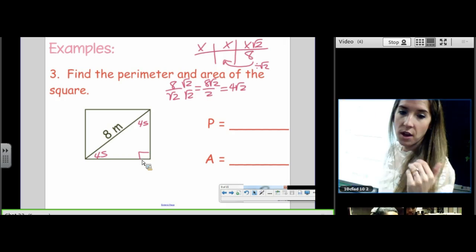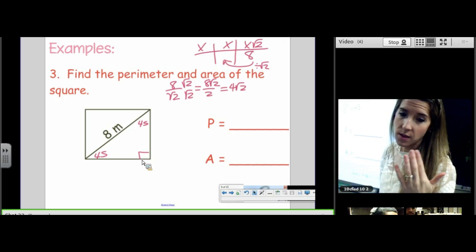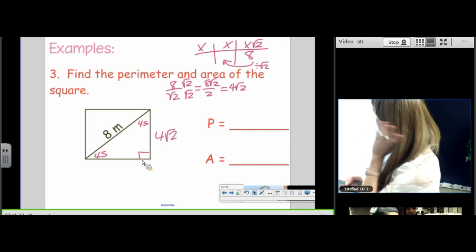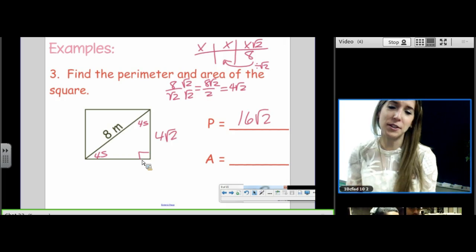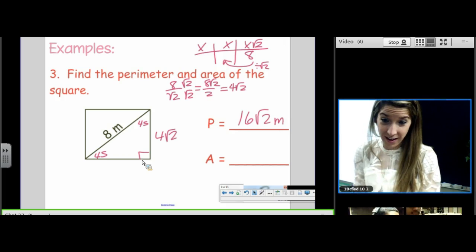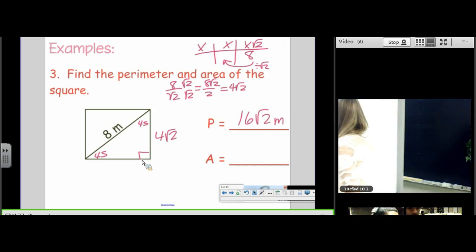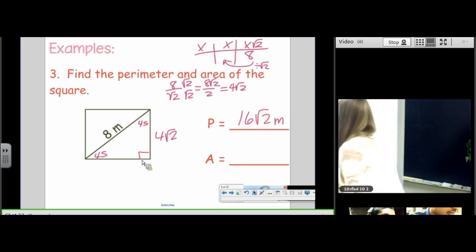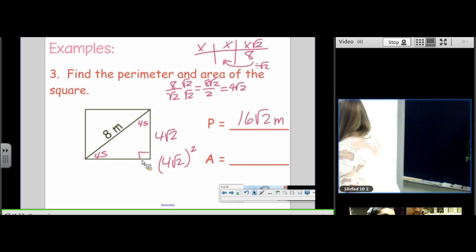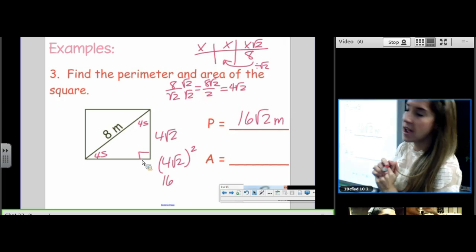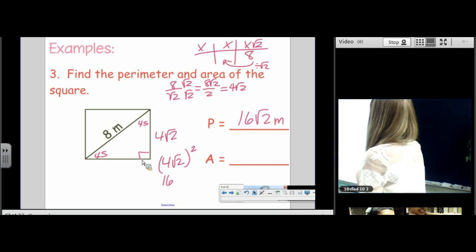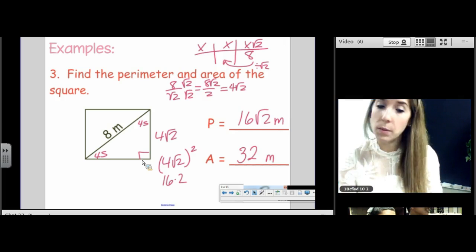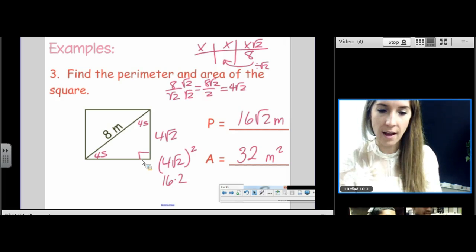You were correct. So we multiply that by 4. And the perimeter is 16 root 2 meters. What's the area? Some of us are still struggling with squaring radicals. 4 root 2 side squared. So you do 4 squared and you get 16. And then you do square root of 2 squared and you get 2. So the area is 32 meters squared. Good. So we don't need to do any decimals because we're going to be exact unless they tell us.